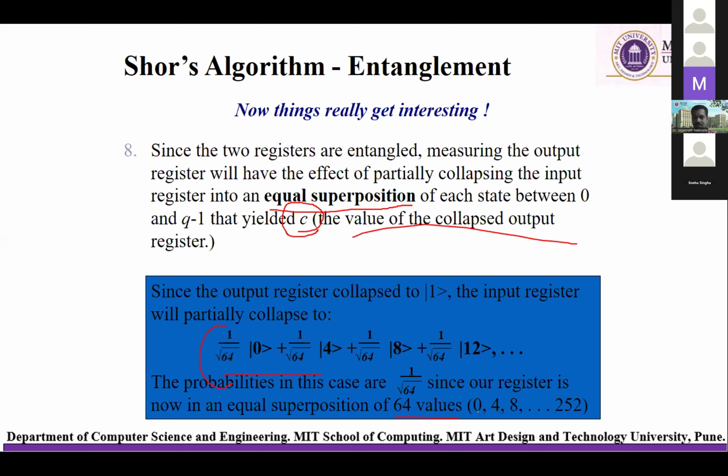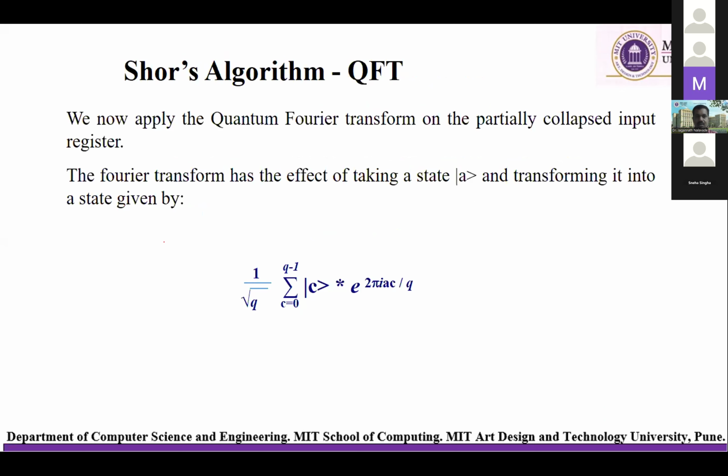So it means 64 different values, between 0 and 252. In between 0 and 252, you will get these 64 values. Now we apply the quantum Fourier transform.